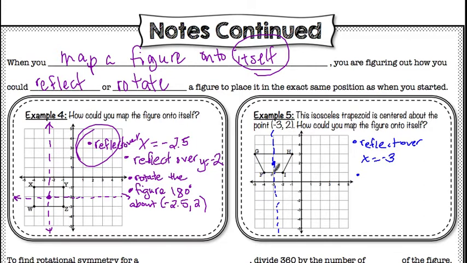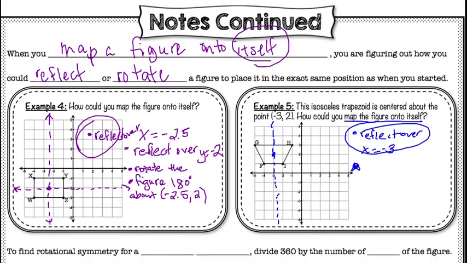What about rotational symmetry? Is there any way that I can rotate this figure so it looks exactly the same in the exact same position? The answer is no. If I turn it 90 degrees, this figure will look sideways. If I turn it upside down, 180 degrees, it looks different. If I turn it 270, it's sideways again. So there is no way that I can think of to rotate this figure and make it map onto itself. So this is the only answer.